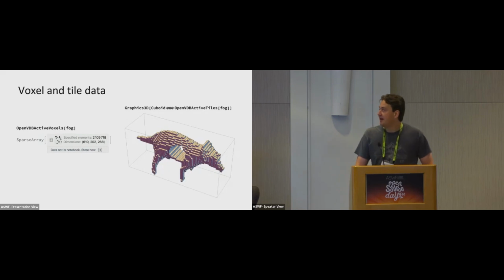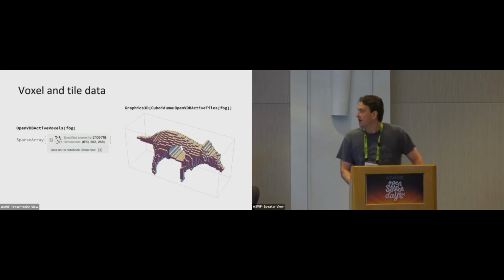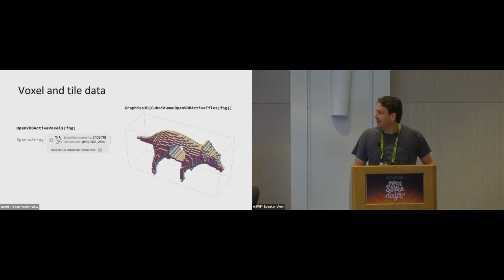Something else, we can get the voxel and tile data back. Mathematica has an efficient sparse array data structure. So if you want to get the voxel values, you can also get the positions along with them and store it as a sparse array to have them coupled together. We can also get back the active tiles. And then here I'm doing a little bit extra to turn them into cuboids, so we can look at them in 3D as well.